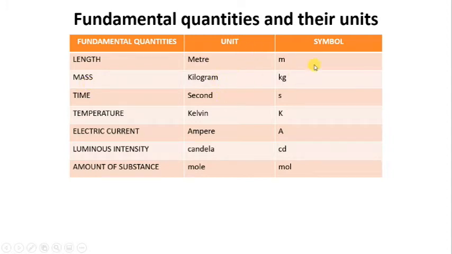Mass, unit is kilogram, symbol is small k, small g. Third is time, unit is second, symbol is small s. For temperature, the unit is Kelvin, symbol is capital K. Electric current, ampere, symbol is capital A. Luminous intensity, candela, small c, small d. Amount of a substance, unit is mole, M-O-L-E, and the symbol is M-O-L. All are small letters: small m, small o, small l.